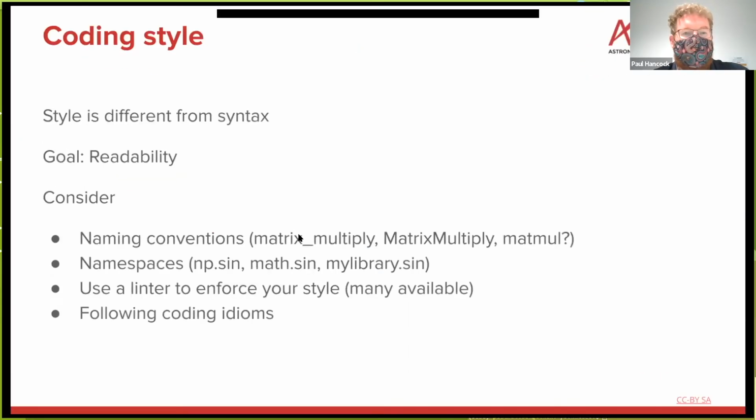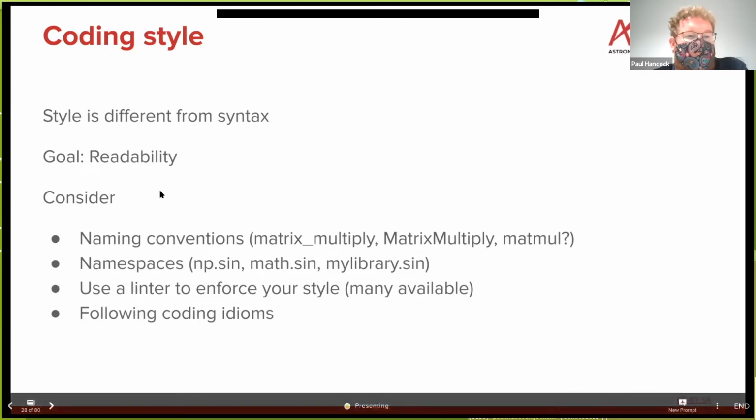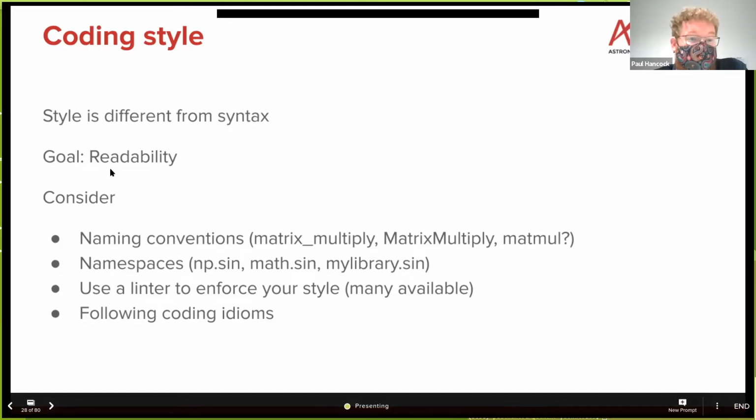All right, so the next thing that you can do to polish your code is to do it with style. And when I say style, I mean something that's different from syntax. Every language has its own syntax about how you need to communicate with the interpreter or the compiler. But some languages give you a lot of flexibility in that syntax. And so style is about how you do things within that flexible framework. And the goal here is to make your source code as readable as possible.